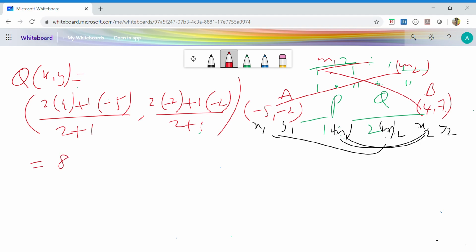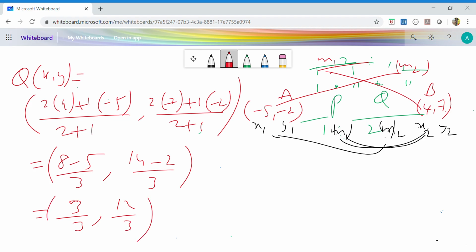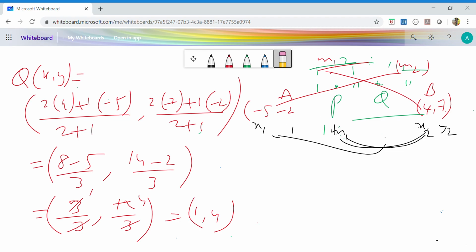That is equal to 8 minus 5 by 3, 14 minus 2 by 3. So 3 by 3, 12 by 3, which is 1 comma 4. Like that you have to solve.